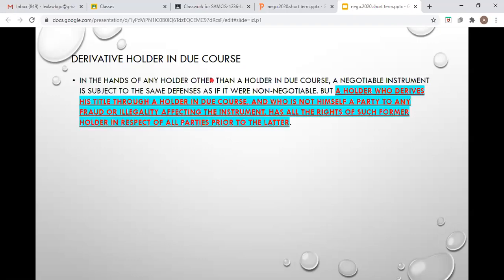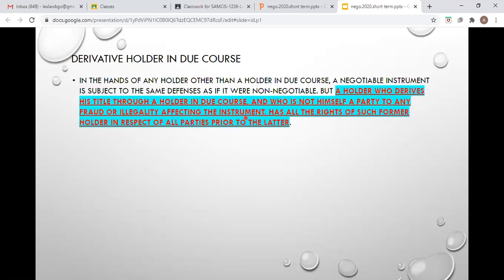So tingnan natin. Sabi niya dito, in the hands of any holder other than a holder in due course, a negotiable instrument is subject to the same defenses as if it were non-negotiable. But a holder who derives his title through a holder in due course and who is not himself a party to any fraud or illegality affecting the instrument, his rights will be the same as the rights of a holder in due course with respect to all parties prior to such holder in due course.